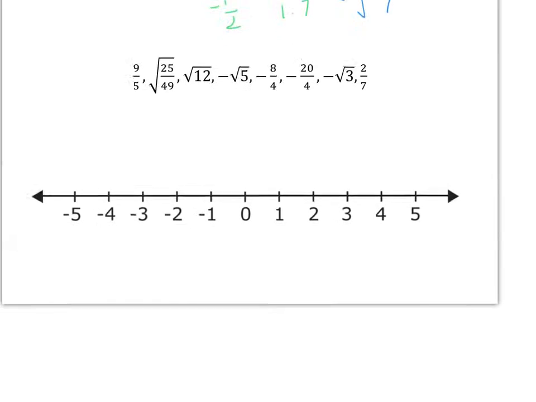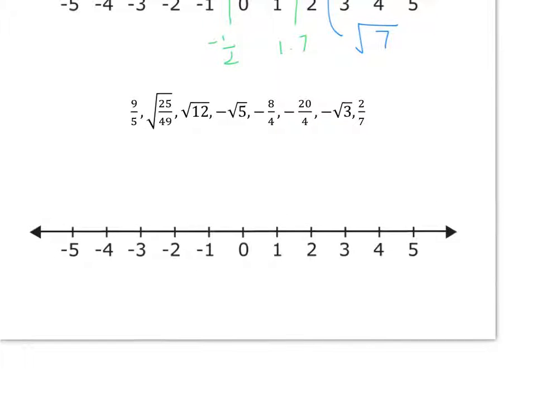Okay, so we see here a couple different numbers. So 9/5, and I'll try to color coordinate this and make this a little bit more organized. 5 goes into 9 one time, and then it's 4/5. So 1 4/5. I would put that about 1 4/5 about right there.